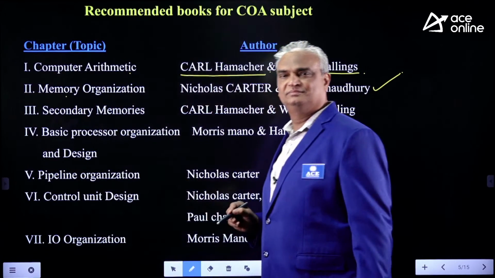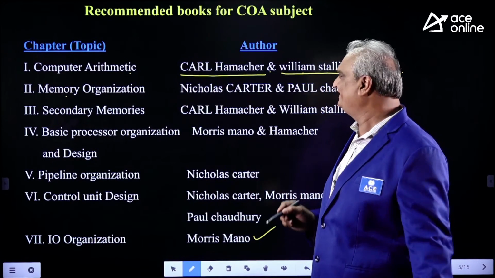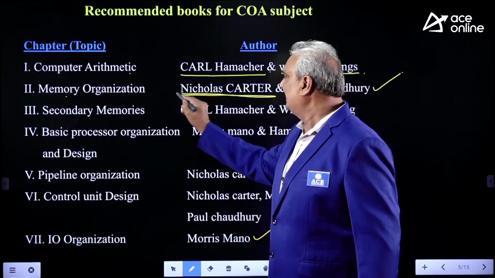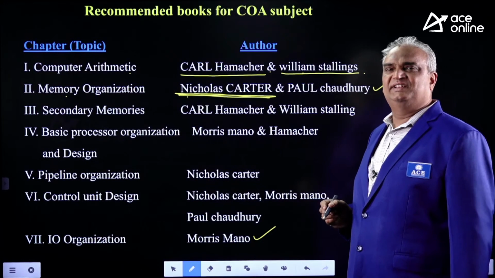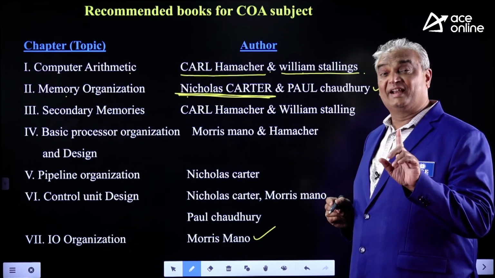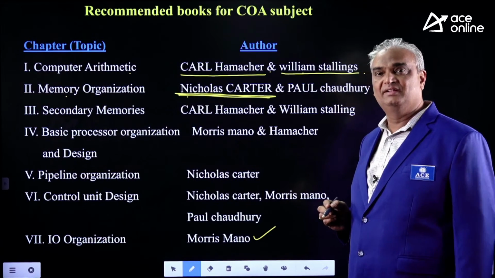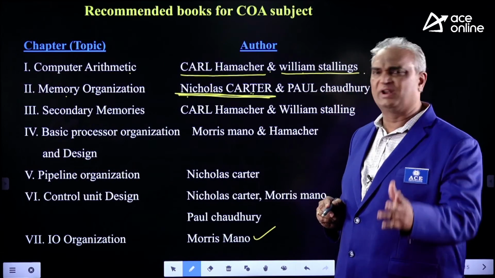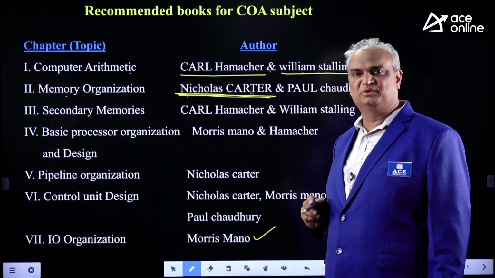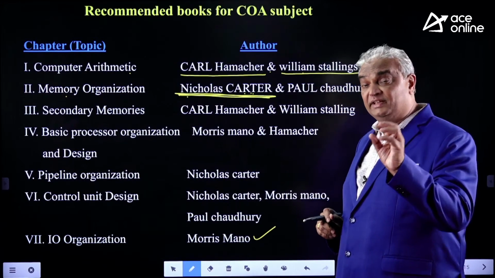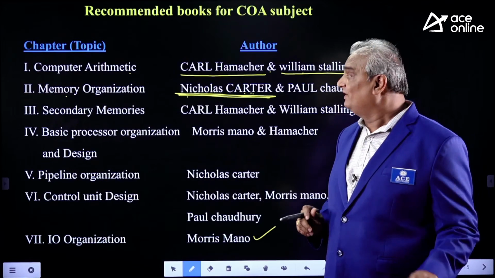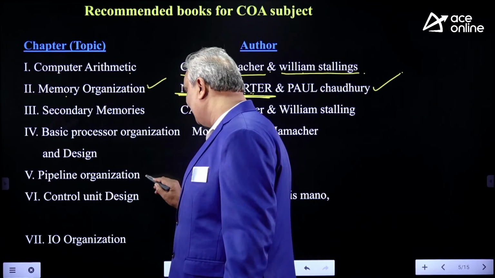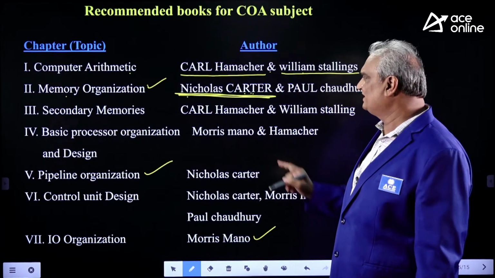Memory organization. We already discussed that it is a very important topic. Nicholas Carter and Paul Chaudhary. Nicholas Carter is an excellent textbook. I seriously recommend that most of the students who have the economic means purchase this textbook. The cost is around 400 rupees, but most of the previous GATE questions are given directly from it, and the concepts provided by this textbook are sufficient for understanding memory organization, and not only understanding, but for solving previous GATE questions on memory organization as well as pipeline organization. That is the importance of this textbook.